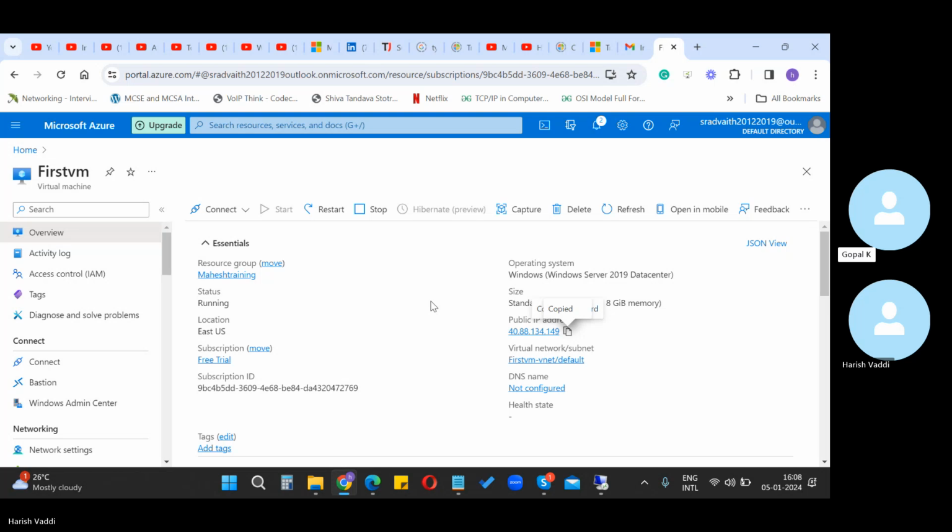Okay, so when I'm trying to access a particular website, what is the process that DNS follows? Can you please take me through that?